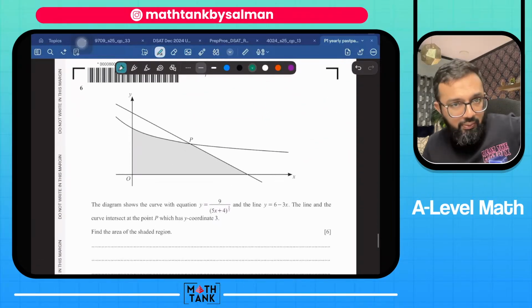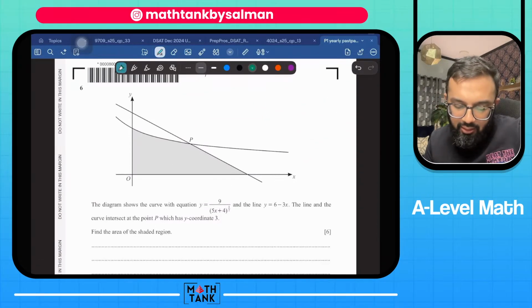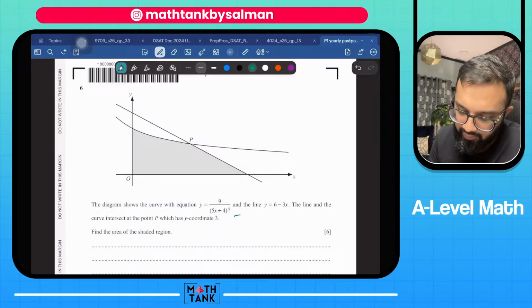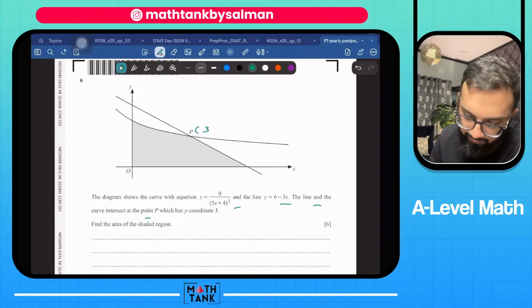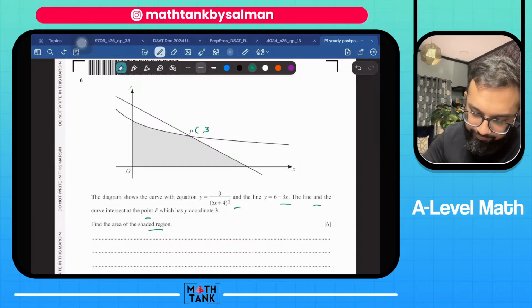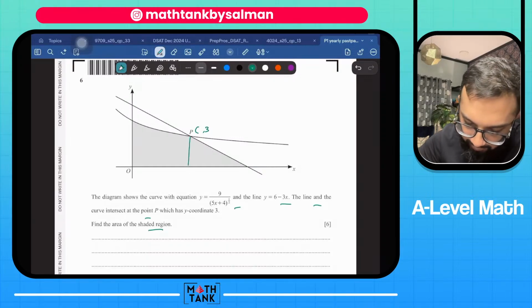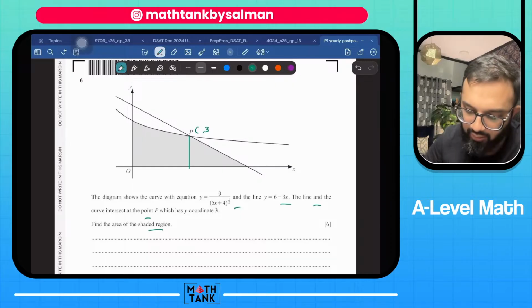Okay, question number 6 was the one that was leaked. The diagram shows the curve with this equation and that line. The line and the curve intersect at the point P, which has a y coordinate of 3. Okay, I don't know the x coordinate, but I can certainly find that. Find the area of the shaded region. Let's find the x coordinate of this point because I'm going to need that for integration.